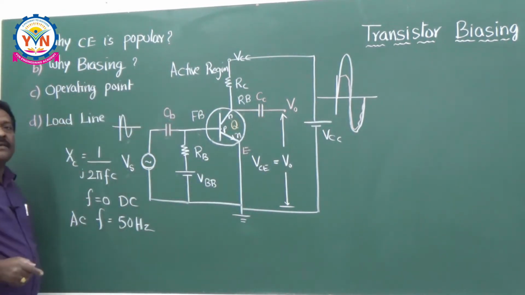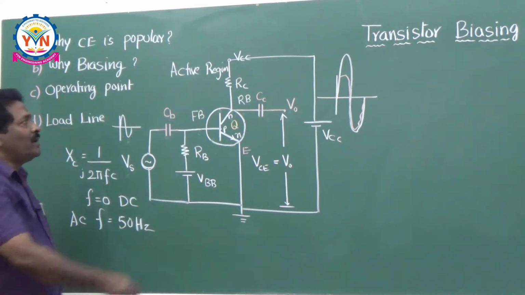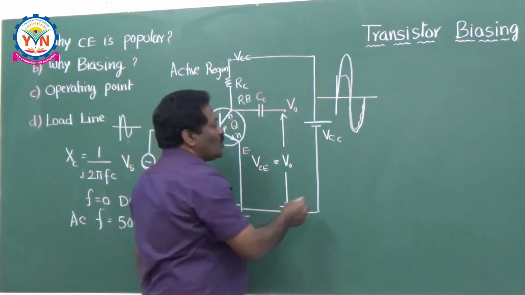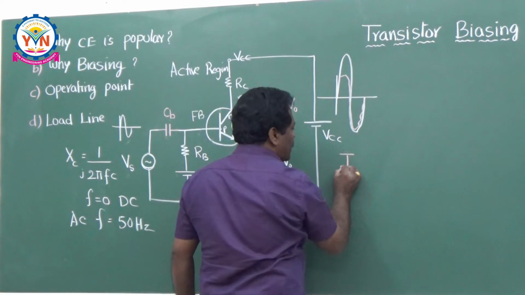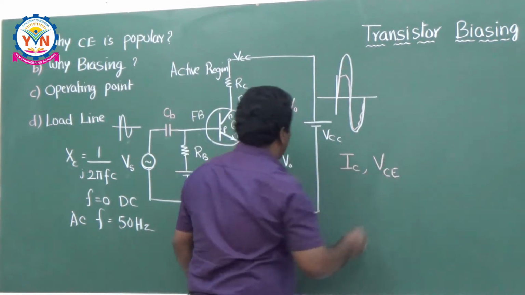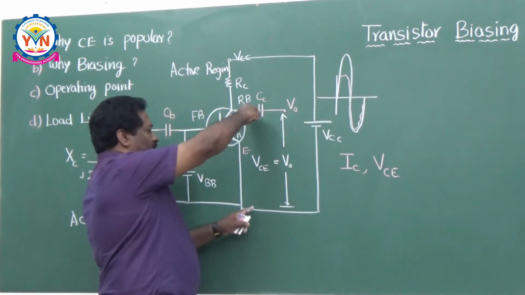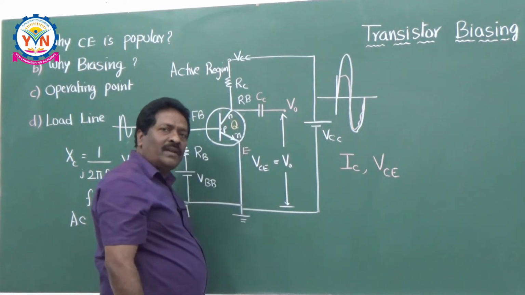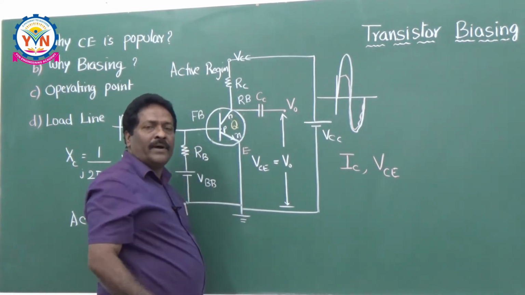What do you mean by biasing? Biasing means very simple. You are fixing the values of the collector current and output voltage. So there are two things you have to remember. One is the collector current IC, and the other is the output voltage VCE, because you are taking the voltage between the collector and emitter here. So this IC and VCE can be called the operating point.